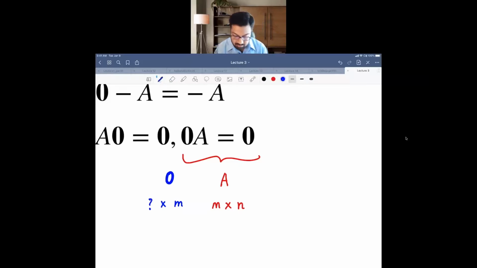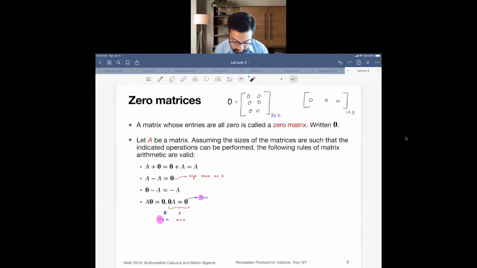But that anything is going to dictate the size of this guy, the resulting zero matrix. So this should be the same anything, but it'll have n columns here, right? So all we need to make sure is that these match up. And if they do, you can have any number of rows in 0, and the result will have that same number of rows here. So same here and here. All right, so these are zero matrices.